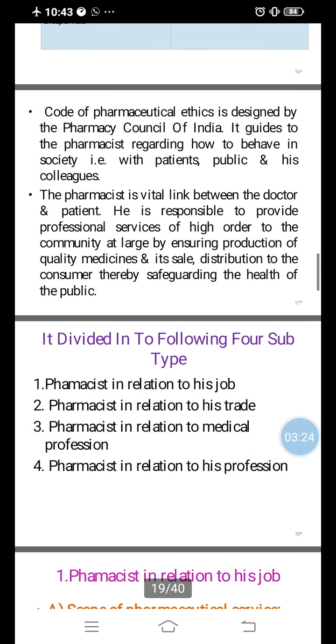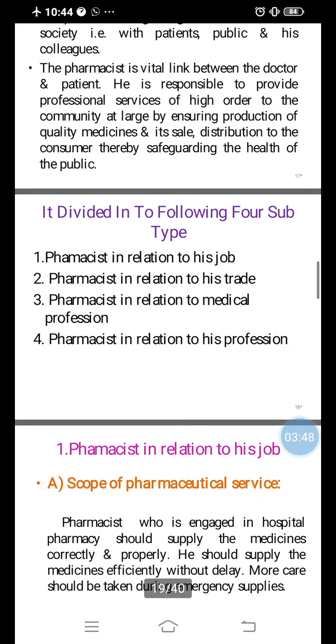The pharmacist is a vital link between doctor and patient. He is responsible to provide professional services of a high order to the community at large by ensuring production of quality medicine and its sale and distribution to the consumer, thereby safeguarding the health of the public.